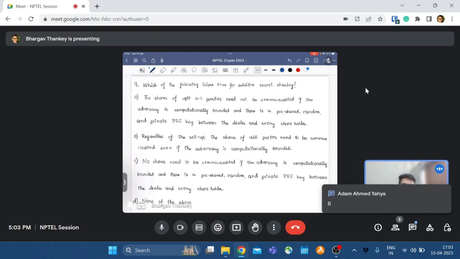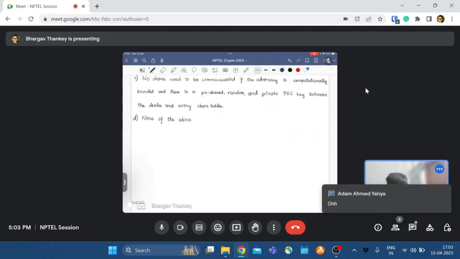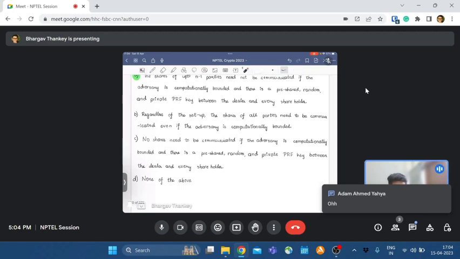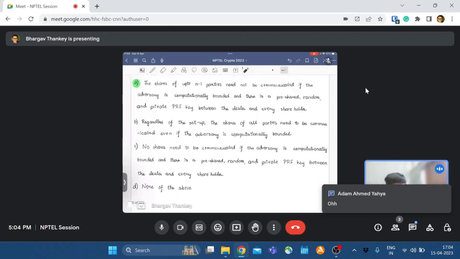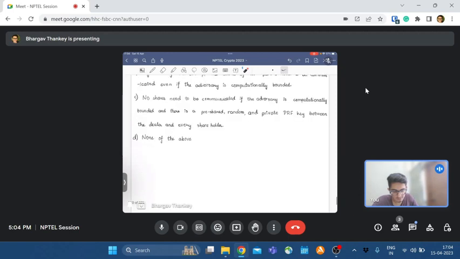Okay, you are saying B is correct. Actually, B is false. A is correct. And yeah, C and D are also false. So A is correct. So let's see why A is correct. The two things that make A correct are this: the adversary is computationally bounded and there is this pre-shared random and private PRF key.